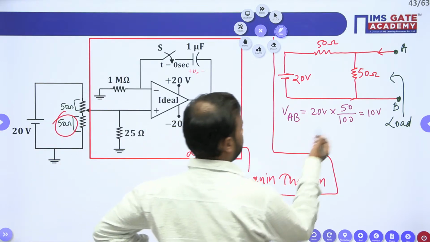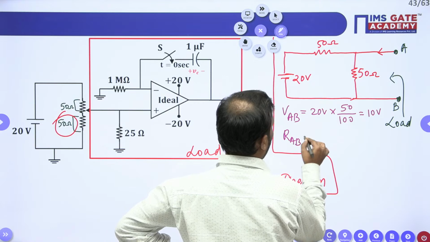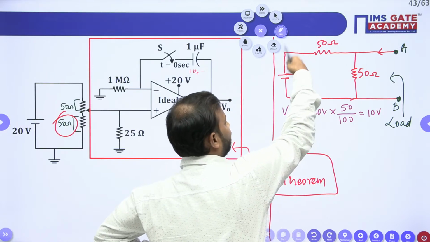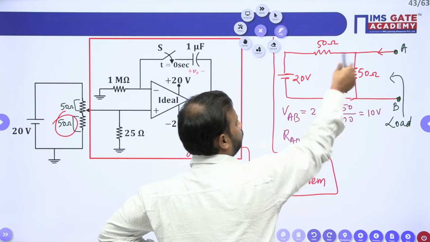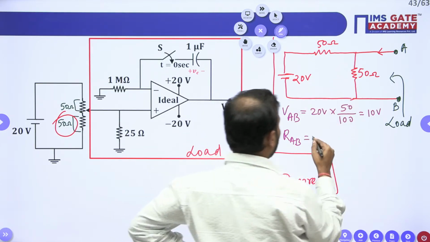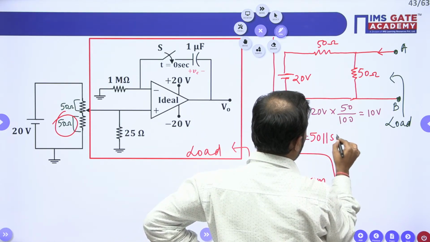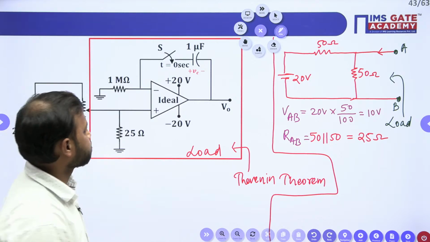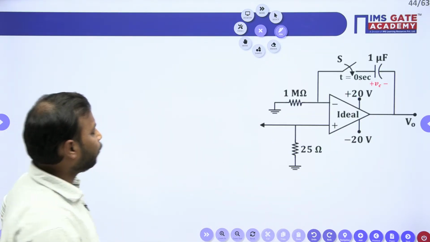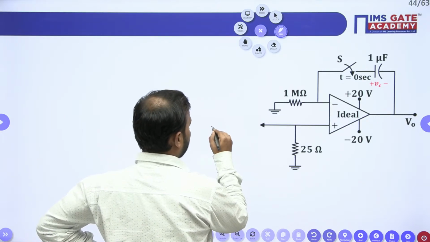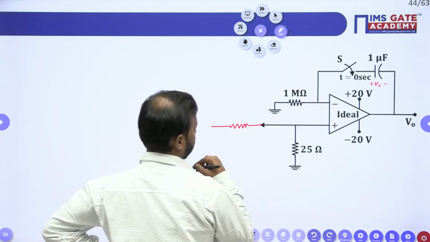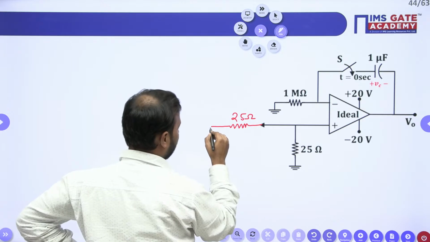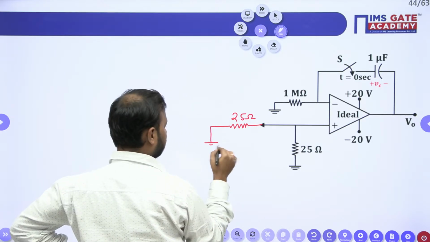What next? RAB, or you can say Thevenin resistor from this side. Short this voltage source. So 50 and 50 will become parallel. So 50 parallel to 50 will give you 25 ohm. Done. So exactly what is happening here is that you have a Thevenin resistor with the value 25 ohm, and this is a load, na? This is a load, and you have a Thevenin voltage of 10 volt, I guess.